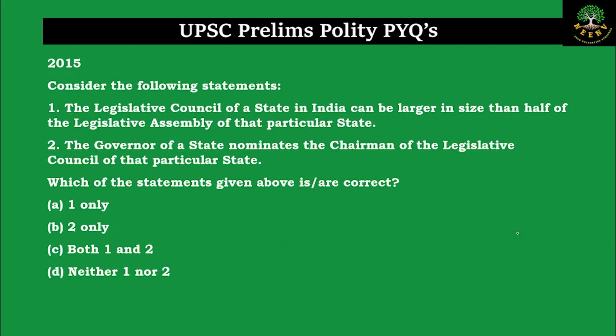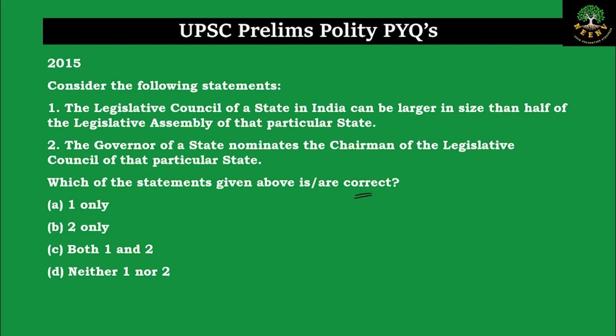This is from 2015. Consider the following statements. Number 1. The Legislative Council of a state in India can be larger in size than half of the Legislative Assembly of that particular state. Statement 2. The governor of a state nominates the chairman of the Legislative Council of that particular state. Which of the following statements are correct?